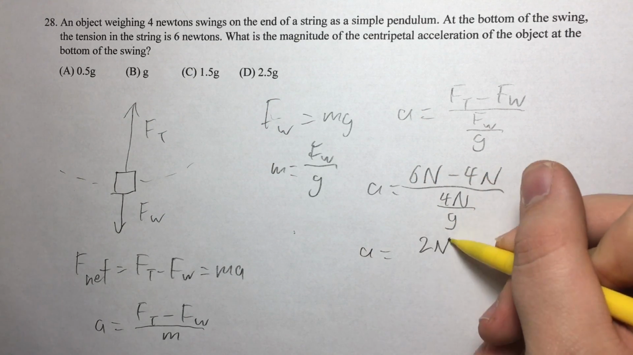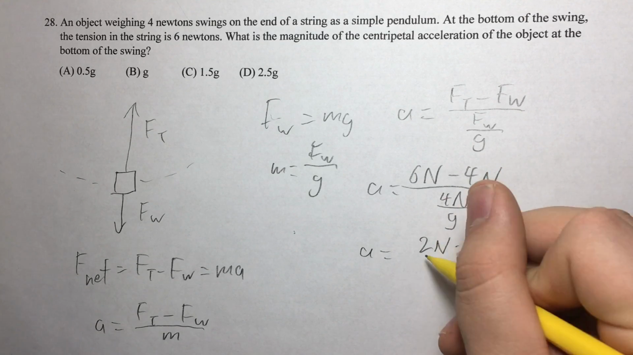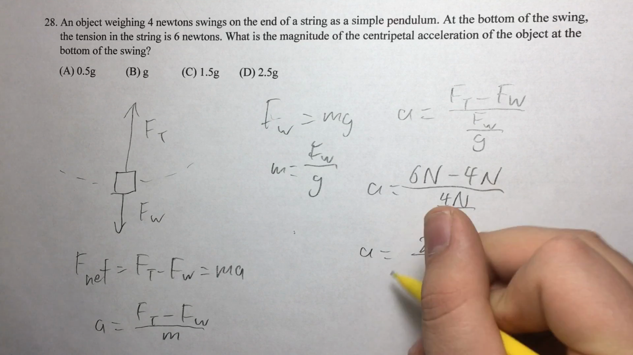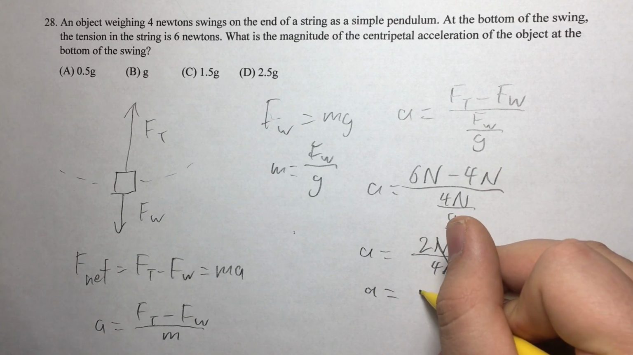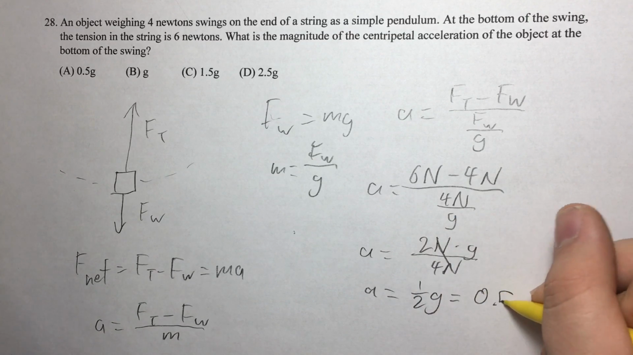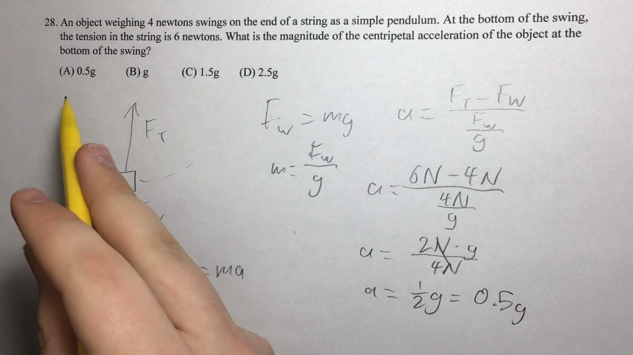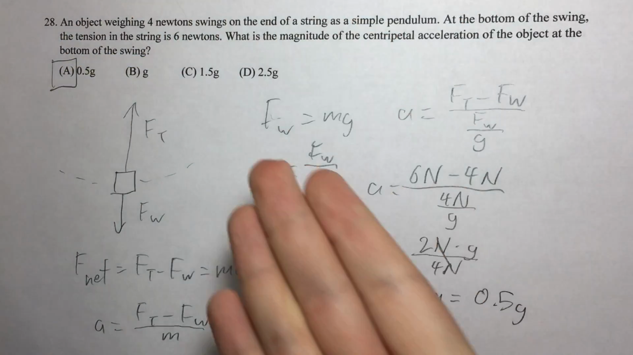Acceleration equals 2 newtons. I'm going to bring the g to the top of the fraction, times g, divided by 4 newtons. The newtons cancel out, so we have acceleration is equal to 1/2 g, or 0.5 g. We look for that in our answers. The answer is A. We circle it, and we're done.